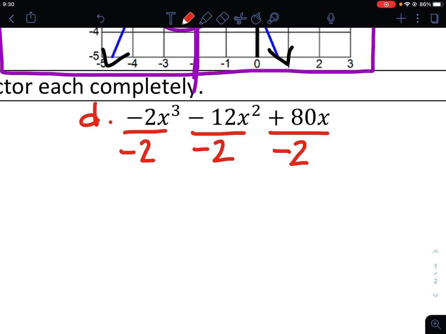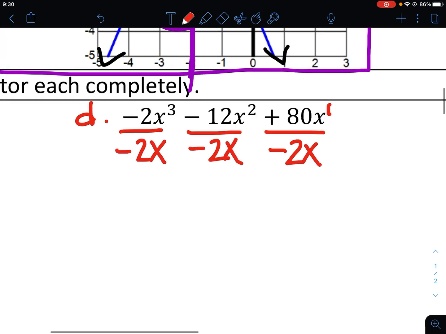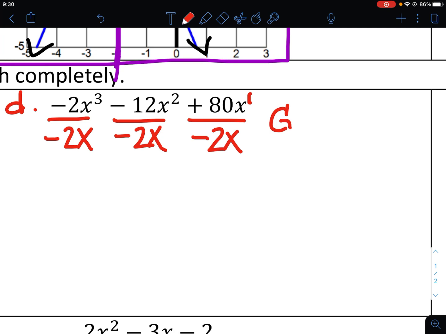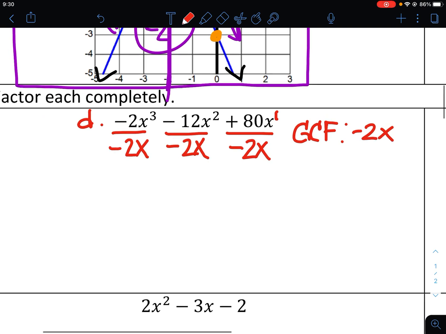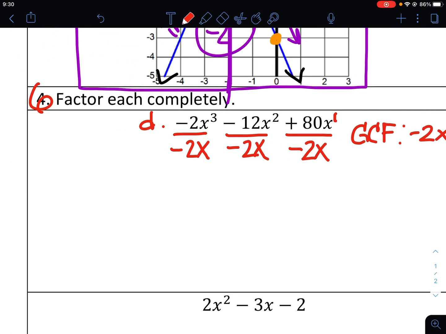And then finally, for our variables, we look for the smallest of the exponents. We've got a 3, a 2, and a 1. Remember, if I don't see an exponent, it's a 1. So we're going to divide everything also by x to the first. So our GCF is negative 2x to the first. We don't have to write 1 as an exponent. I'm not going to, but if you do, there's no harm in that.